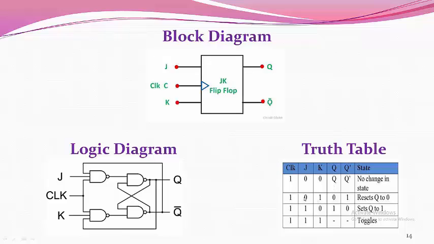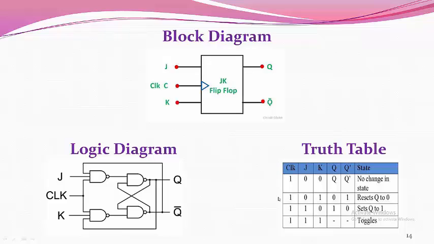Consider the second case of the J and K inputs, that is 0, 1, J equal to 0 and K equal to 1. After the manipulation of this value, we get output value Q equal to 0 and Q bar equal to 1. So in this case too, the binary value 0 is stored in the JK flip-flop and the state of the JK flip-flop is the reset state.